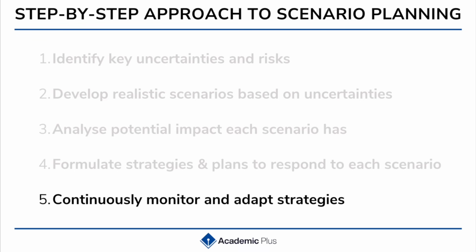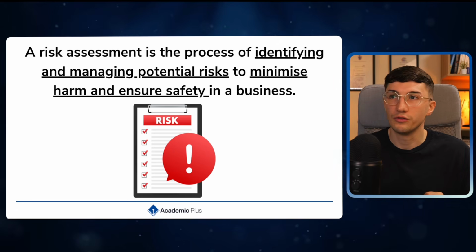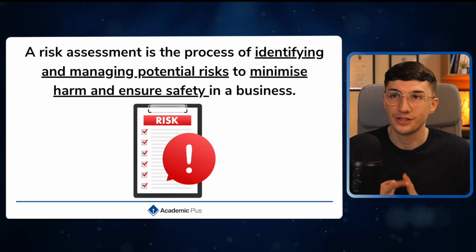And then finally, we want to make sure we're continuously monitoring and adapting our strategies. So businesses must regularly review and update their plans. For example, a clothing retailer may want to adjust their supply chain strategy if geopolitical tensions disrupt international trade. And what the business would also want to do is conduct these risk assessments.